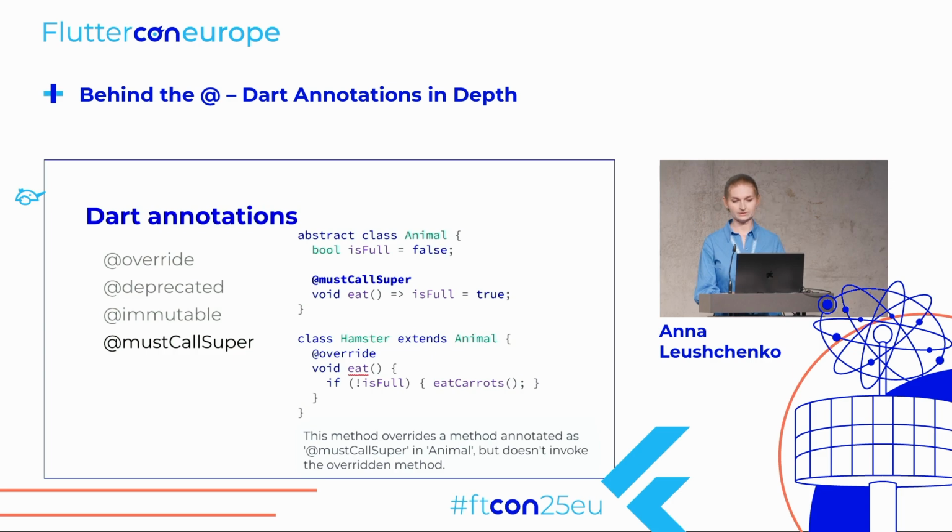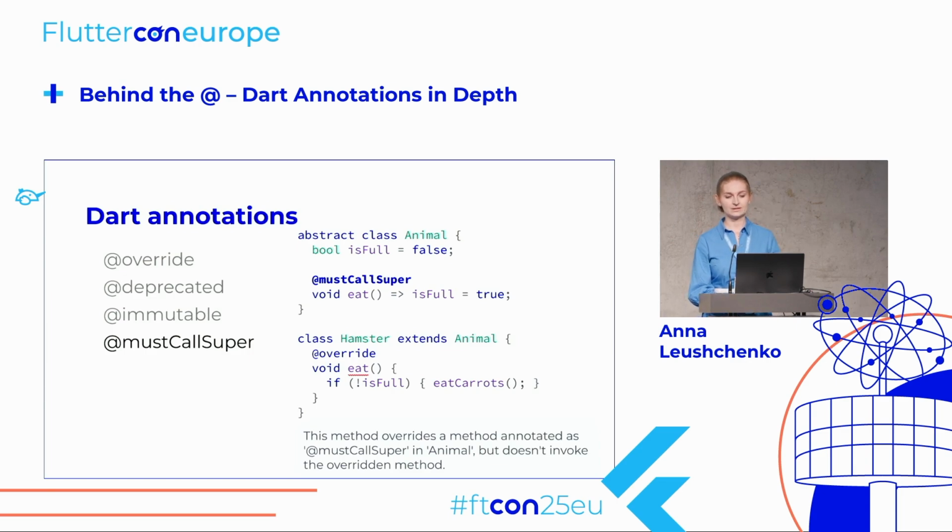Here, we have a base class Animal with a method eat. It is annotated with mustCallSuper, which means that any subclass overriding this method must still call the base implementation. But in our subclass Hamster, we have overridden it without calling super. If you check the implementation of the base class, you'll notice that it updates the internal state object, and without calling it, the Hamster class implementation is buggy, and it will keep eating and eating forever.